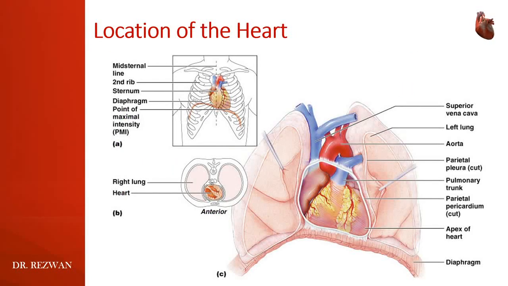Location of heart. We know that the heart enclosed by the pericardium is located in the thoracic cavity. Actually, it is located in the middle mediastinum, where it is bounded anteriorly by the sternum, posteriorly by the thoracic vertebrae, on each side by the lung with their pleura, and inferiorly by the diaphragm. Over here we can see the heart with pericardium. On each side there are lungs, and it is sitting over the diaphragm.